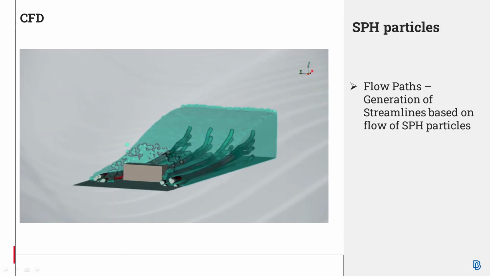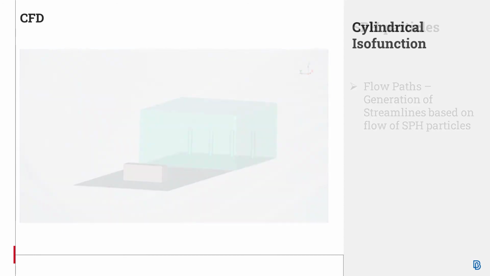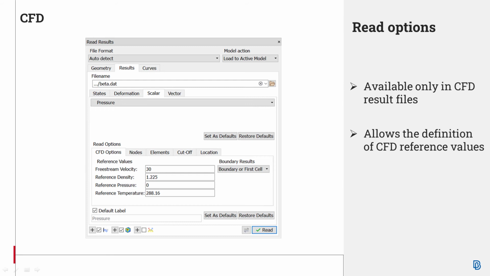The generation of streamlines based on flow of SPH particles is now possible. It is now possible to unroll a cylindrical isofunction. Additionally, it is possible to develop isofunctions from a PID adjacent to a region with rotational symmetry. A cylindrical isofunction can also be created from a rotating region. The CFD options tab that allows a definition of CFD reference values as well as additional reading options is now supported. It is available only when loading CFD result files.